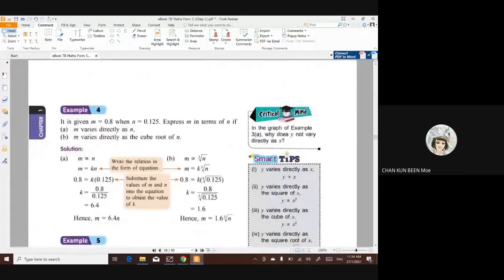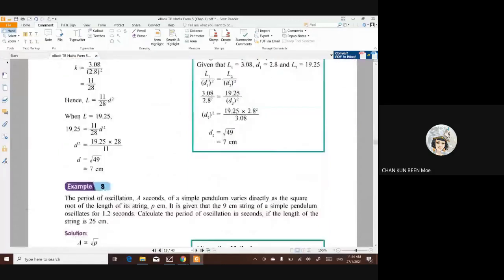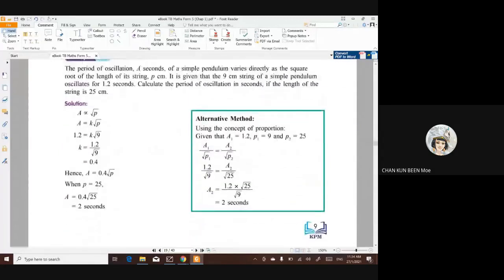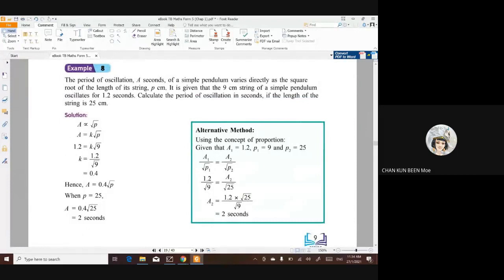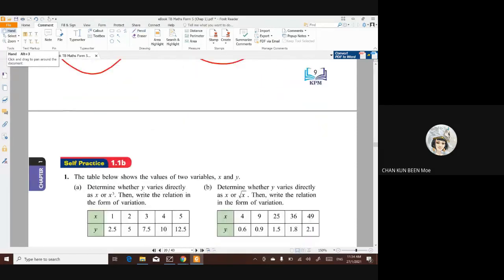So this is the last part of our lesson. Just now I told you example 8 is the same. You can go back and read about this. Example 8, you can see this part is actually the same, and then the alternative method using the proportional method. Everything is the same.